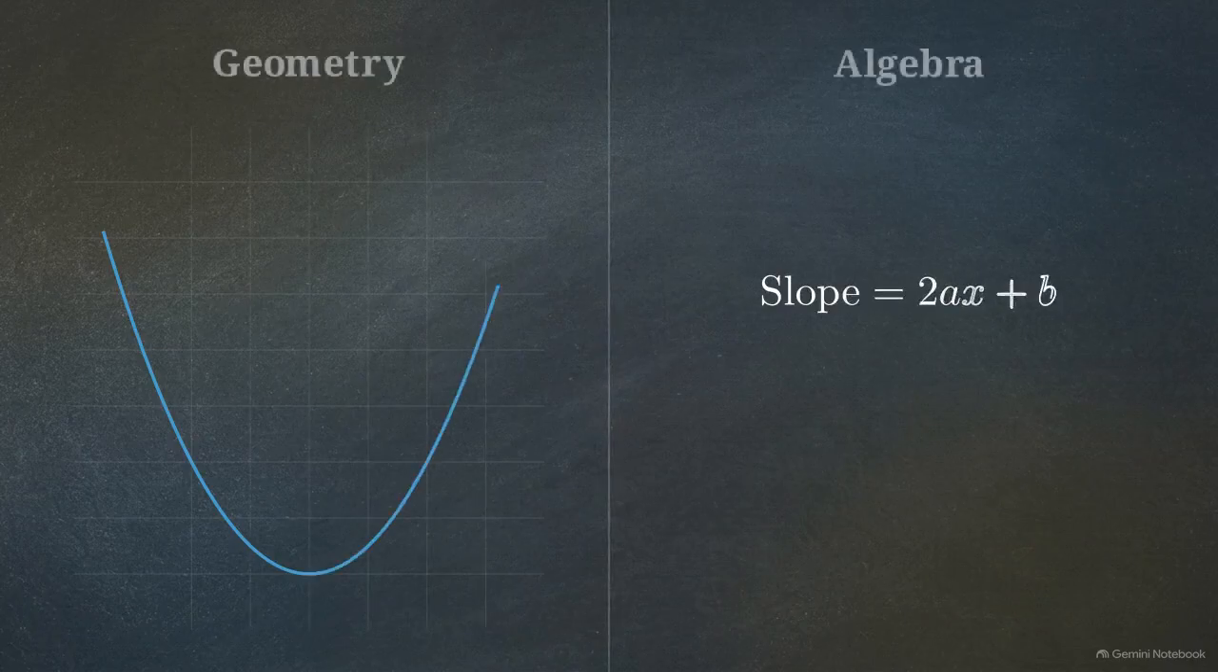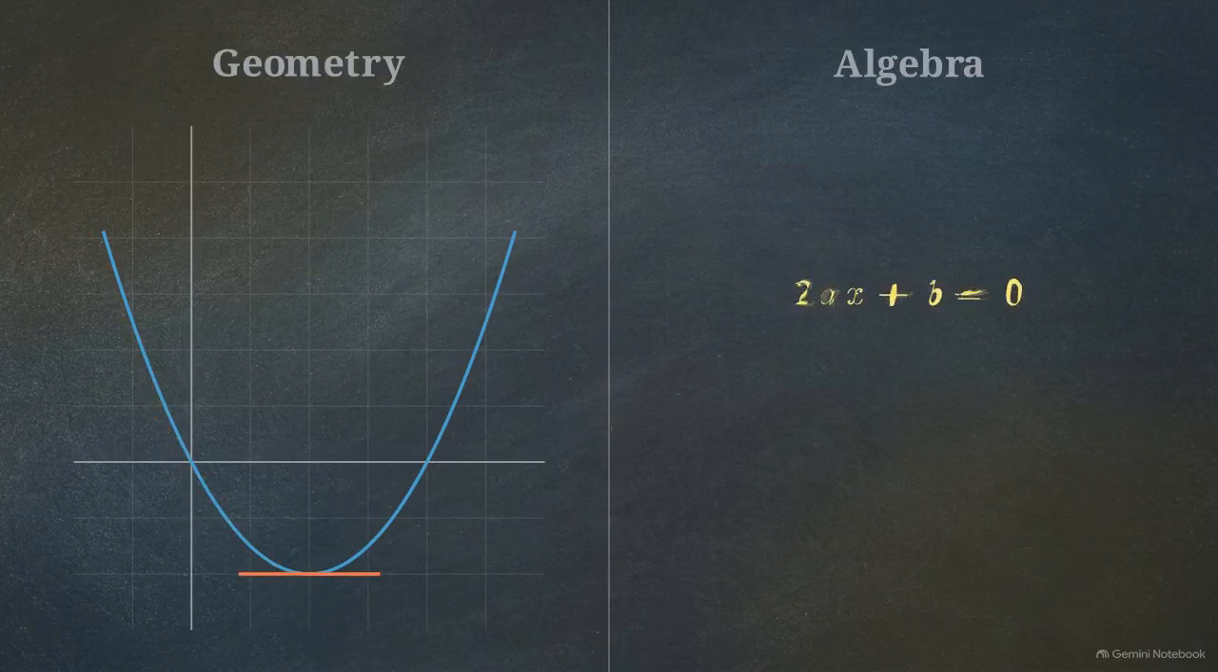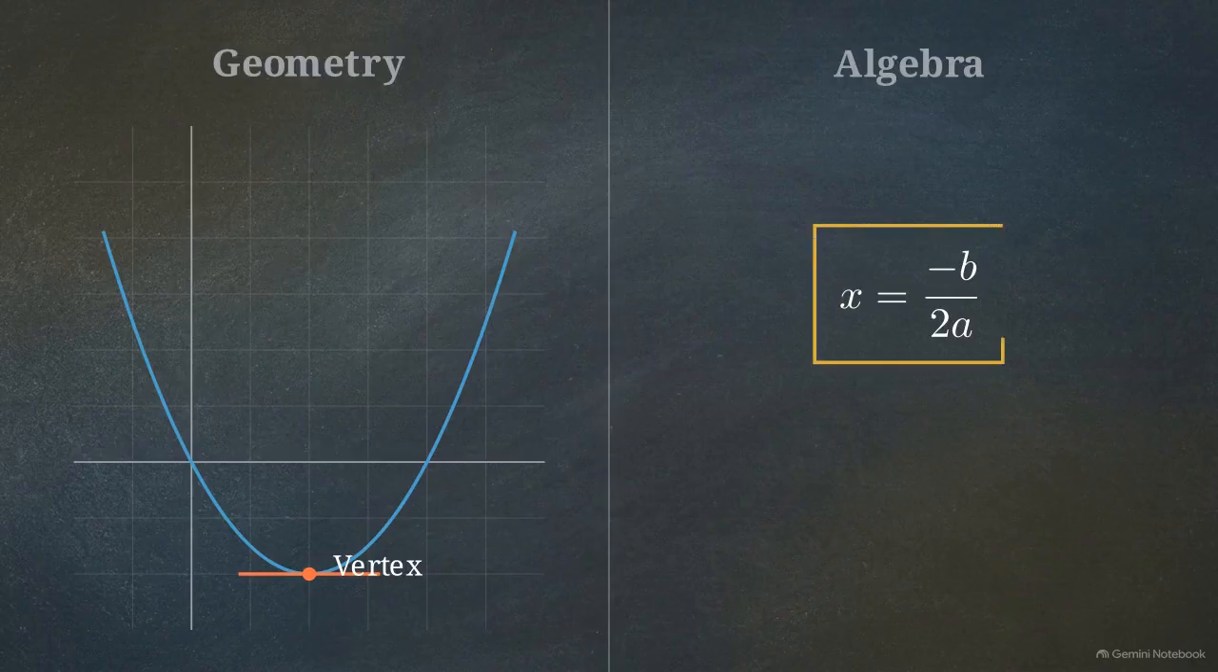What happens to the curve when this shifting rate of change hits 0? A slope of 0 indicates a flat horizontal line. It happens at the moment the parabola stops going down and starts going up. Setting 2ax plus b equal to 0 and solving for x isolates the coordinate x equals negative b over 2a.